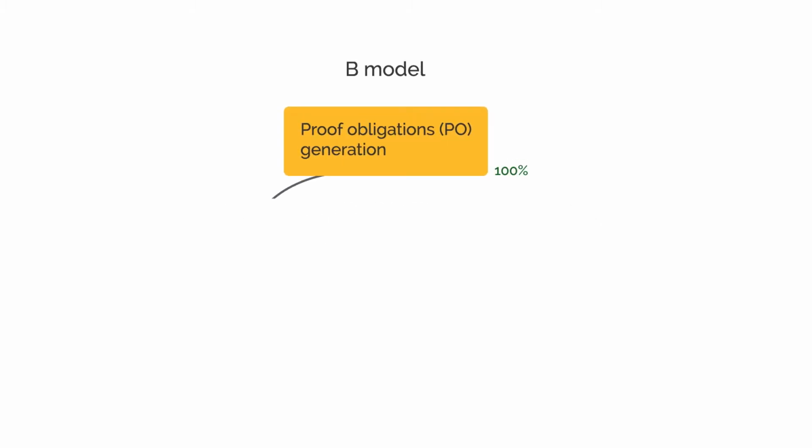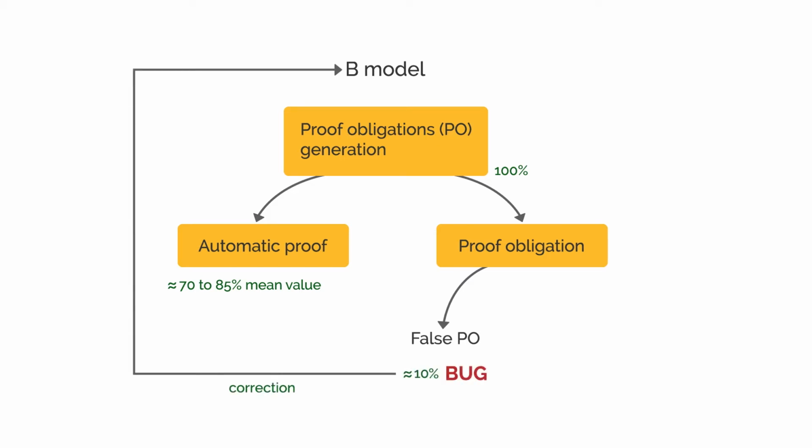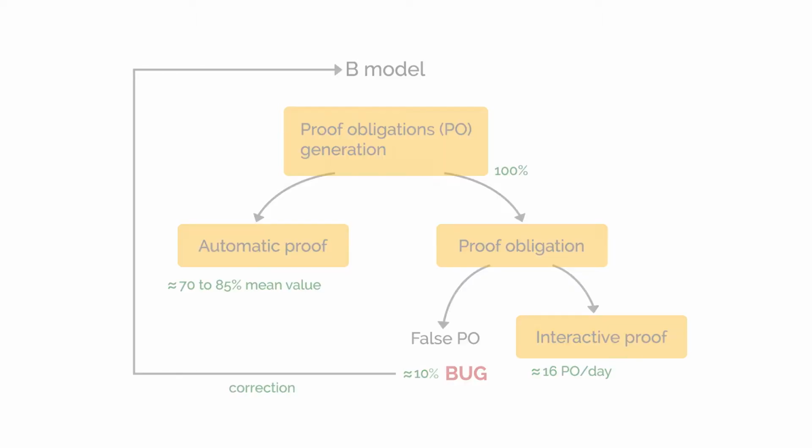Proof life cycle is also specific. The B model is used to generate proof obligations. From 70 to 85% of them are proved automatically. The remaining unproved proof obligations are checked. About 10% of them are found false, requiring the B model to be corrected. Around 16 proof obligations are proved interactively per day. These values are means and are likely to vary from one project team to another.